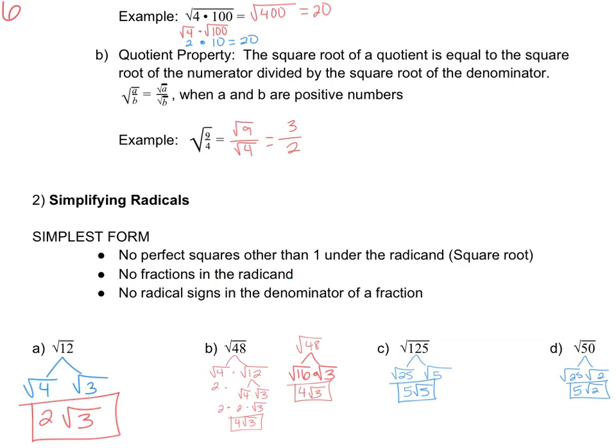All right, you don't want, as your final answer, any fractions under the radicand. That's a big no-no. And I'm going to teach you how to get rid of those. So we don't want to leave any answers like that. And then you also don't want to leave any radical signs in the denominator of the fraction. So you don't want to have like 1 over the square root of 2. That's also a no-no, and I'm going to teach you how to do that. So those are the 3 rules about simplest form. All right, let's keep a truckin'.